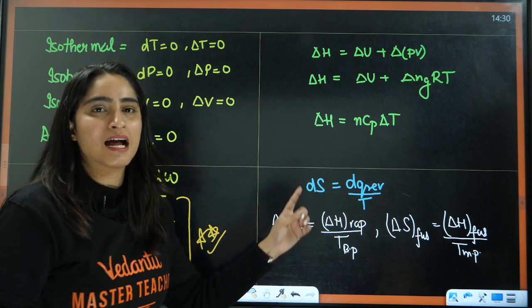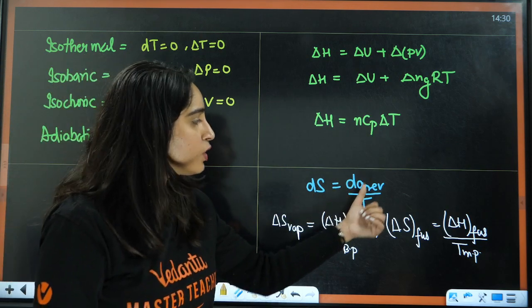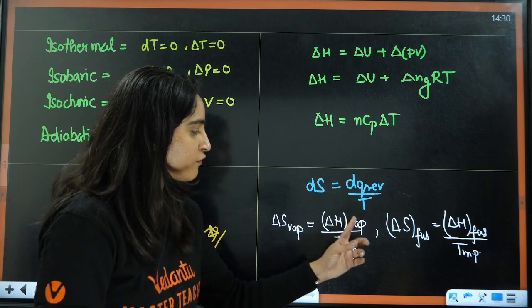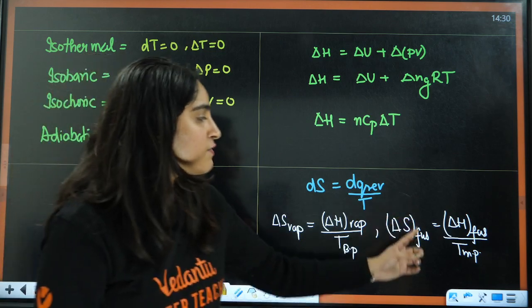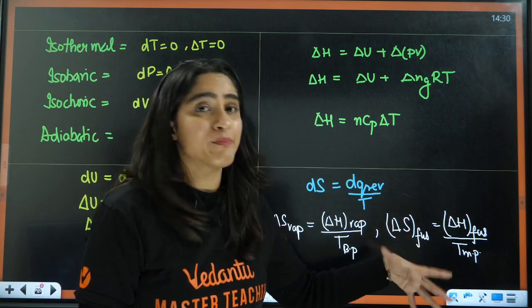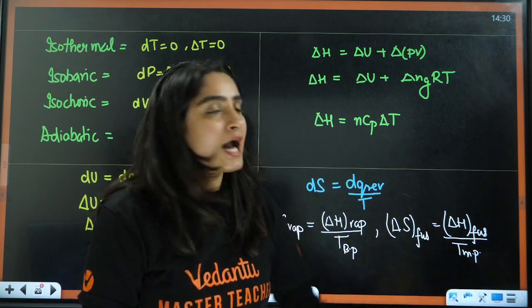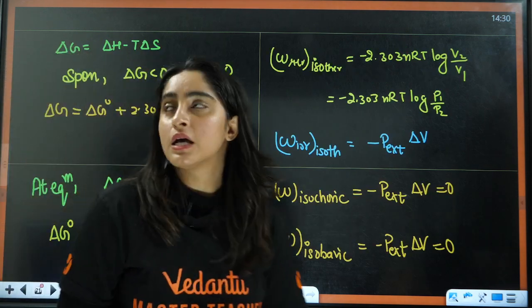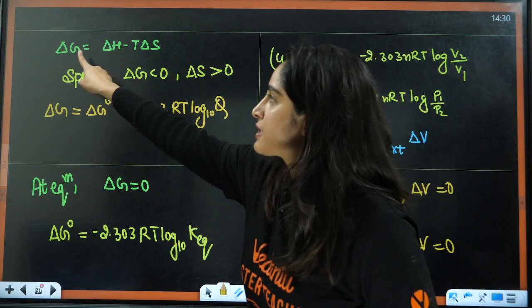Now we have S, that is entropy. Entropy equals dQ for reversible divided by T. When we are talking about vaporization, the heat will be the heat of vaporization divided by the boiling point. When we are talking about fusion or melting, the heat will be the heat of melting divided by the melting point temperature. Okay, right?